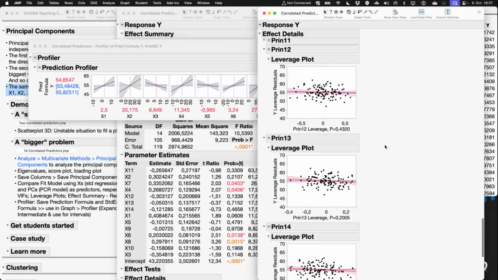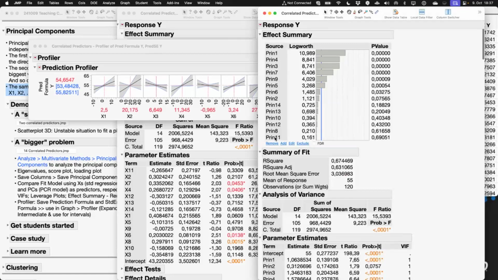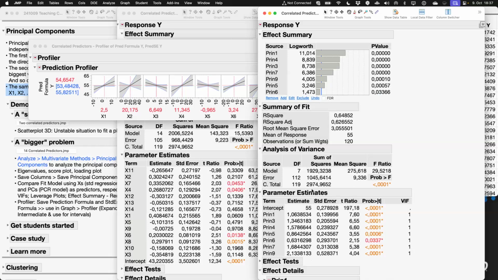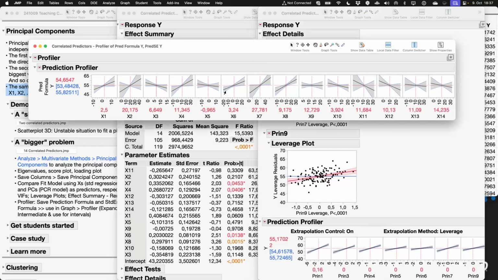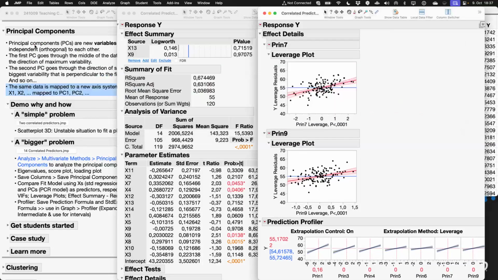Also, if we use fewer components, this is an example of dimension reduction. We can remove some of the principal components, the least important ones. Because they are independent, I can grab them all and remove them from the model. If we do the same again and export to the profiler, we would also see all the axes, probably because a smaller number of principal components uses all the axes, and we can see the relationships.